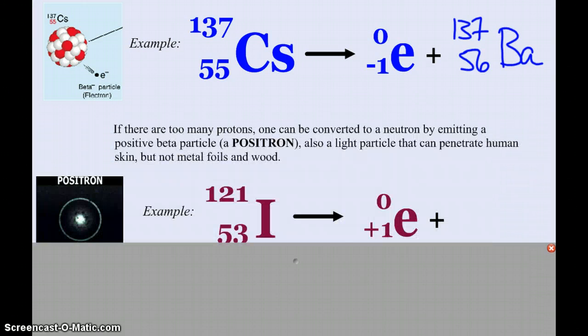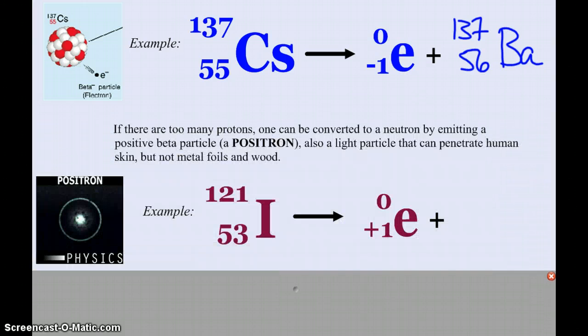Positron. If there's too many protons, then we can change a proton into a neutron by it emitting a positron. Again, same penetration power as a beta particle, it just happens to be the positively charged particle. And so again, I just subtracted out. Here we have a radioisotope of iodine, 121 minus 0. Again, our mass number is not changing, but our atomic number is. 53 minus 1, because we're losing a proton, is 52. And we have now changed into an atom of tellurium.